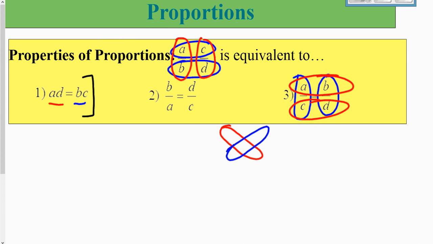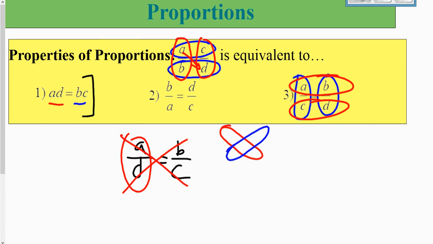We want to make sure we don't get into any cross things and try to do A over D is equal to B over C. Things like that, we just can't randomly throw around, because A and D don't correlate up here. You can see that they're opposite of each other, so we don't want to do things like that. But these three properties are going to be useful when trying to set up proportions and solving them.